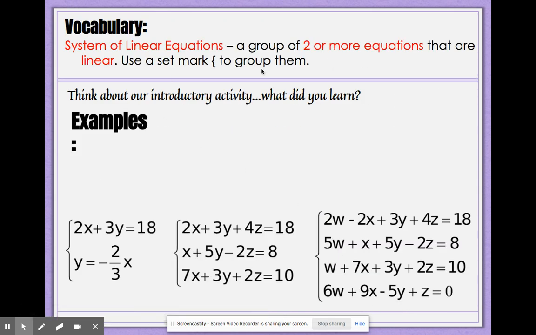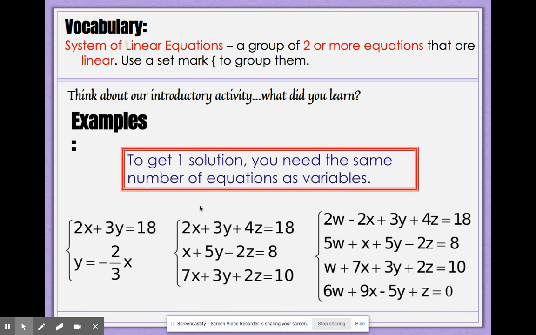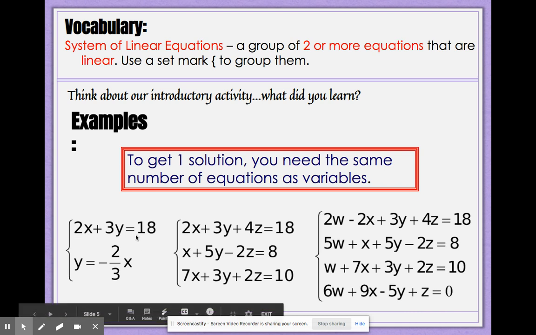So vocabulary: a system of linear equations is a group of two or more equations that are linear, using a set of brackets like this to group them. So let's think about our introductory activity. What did you learn? To get one solution, you need the same number of equations as variables. So we have an x and a y, an x and a y, two equations. In this one, we have x, y, z, three variables, three equations. W, x, y, z, four variables, four equations. You kind of get the idea.